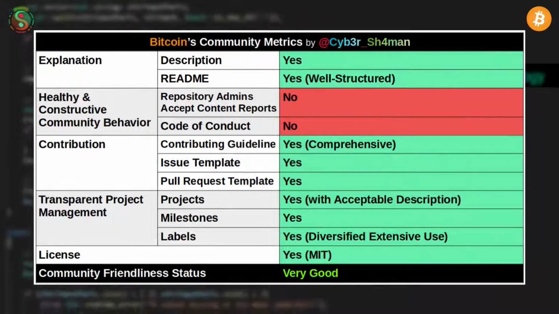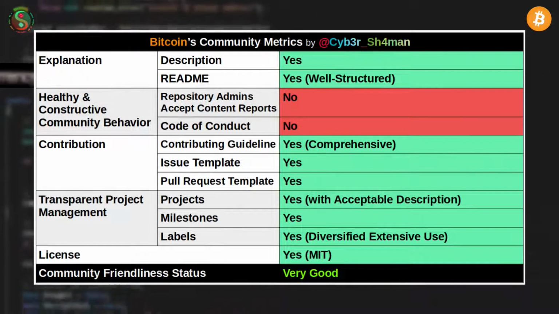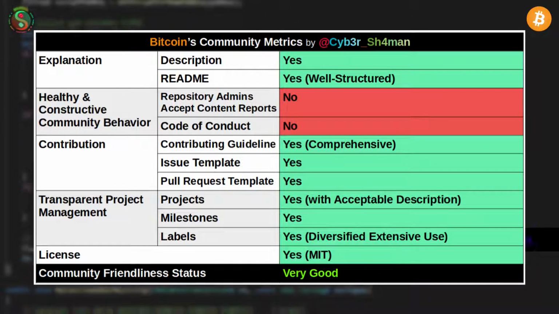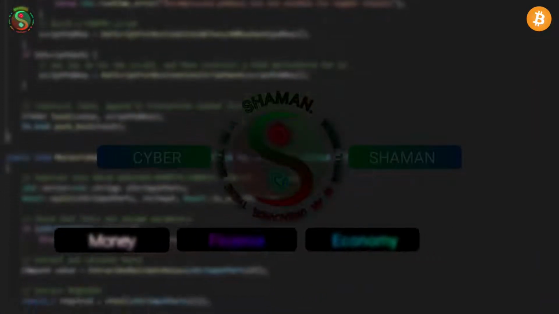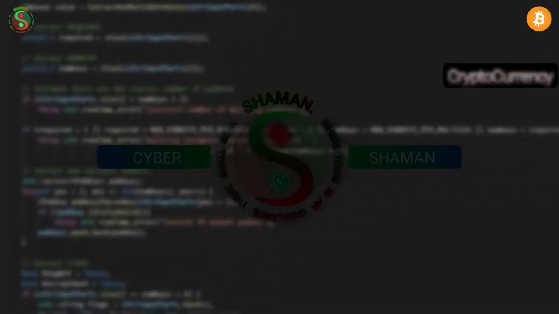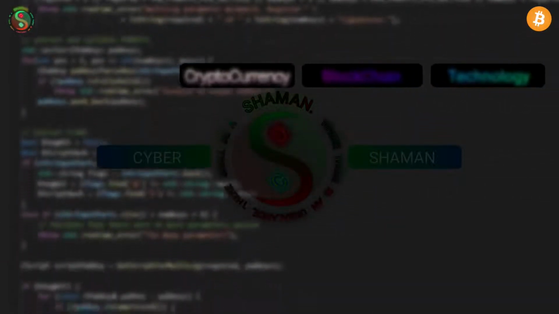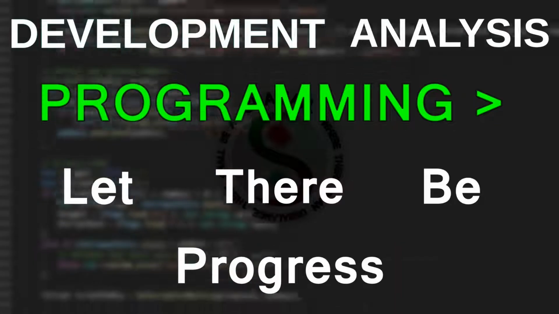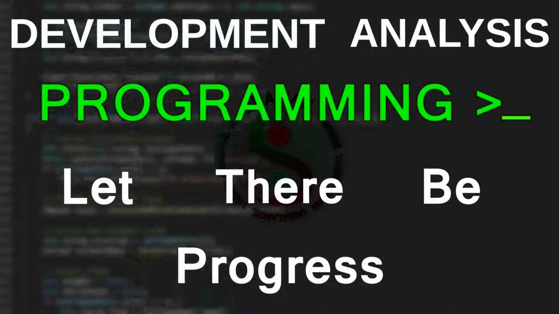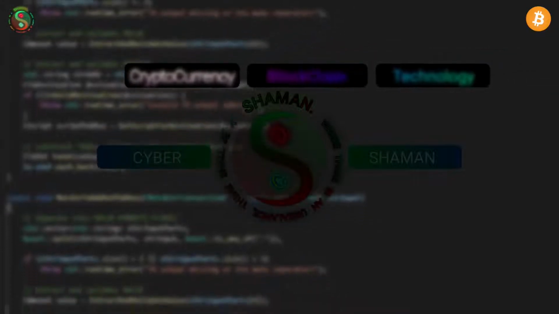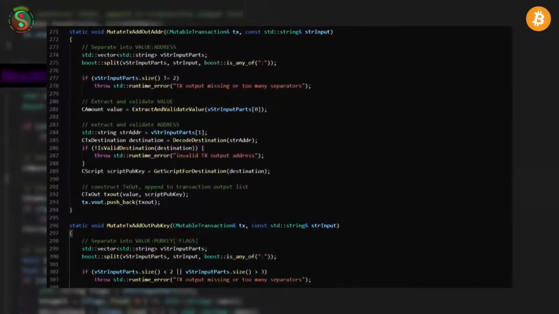Okay, it's time to have our conclusion for community metrics. Without any doubt, this is a community-friendly project, and with a little improvement, it can achieve perfection. Now take a deep breath because it's time for the exciting programming section. Time to analyze the programming aspects.